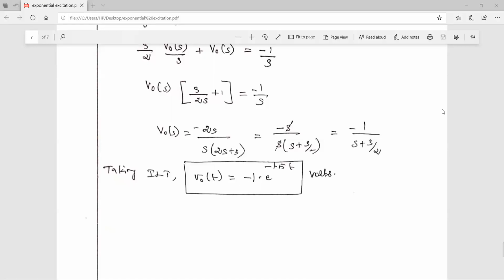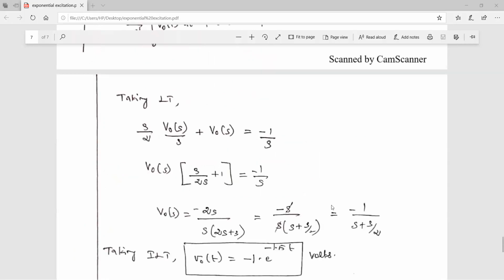Which is equal to minus 1 into, then a structure like 1 by s plus a. So what is the inverse Laplace transform of 1 by s plus a? E power minus 1.5t, correct? So we calculated the voltage V naught of t. Okay, so this is one type of problem.